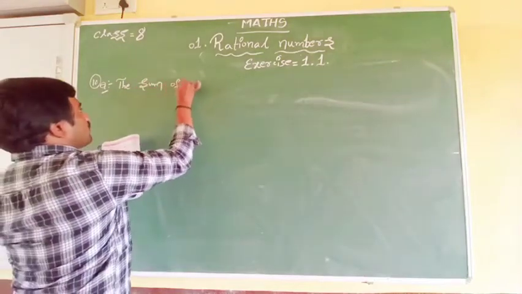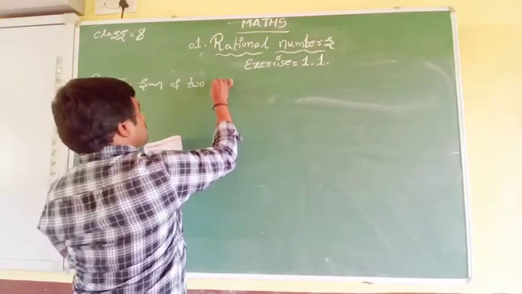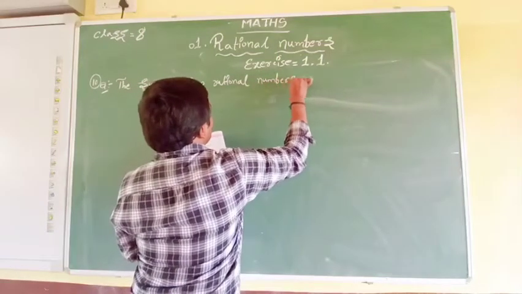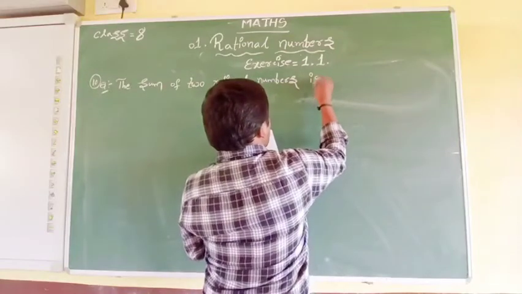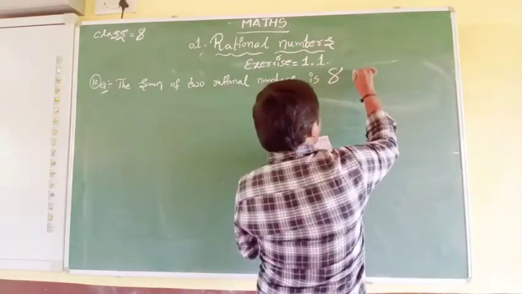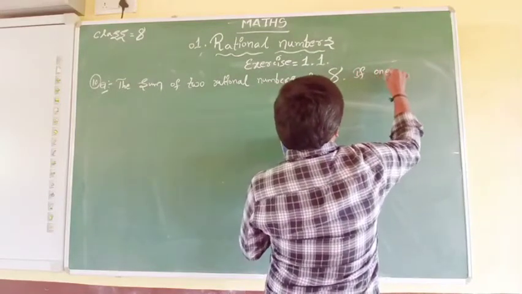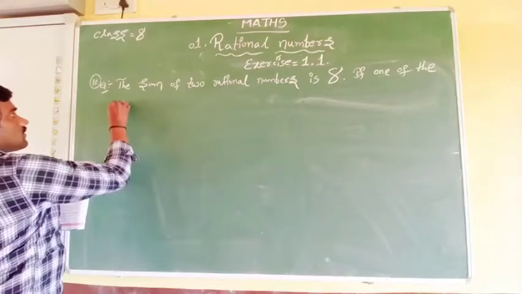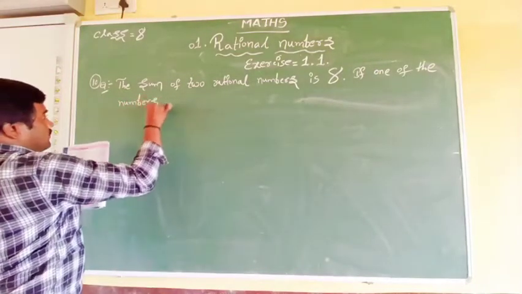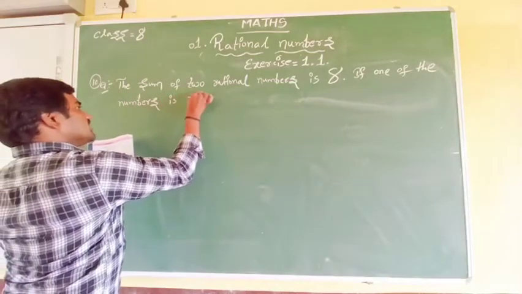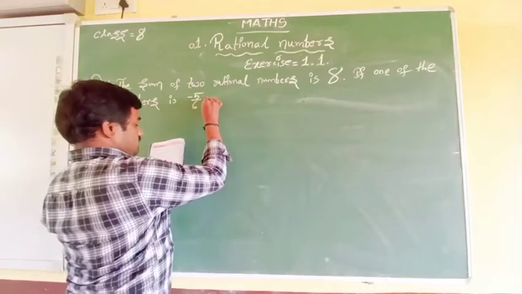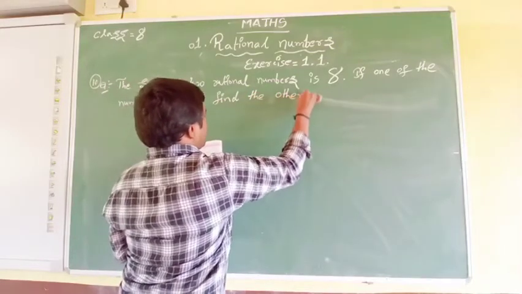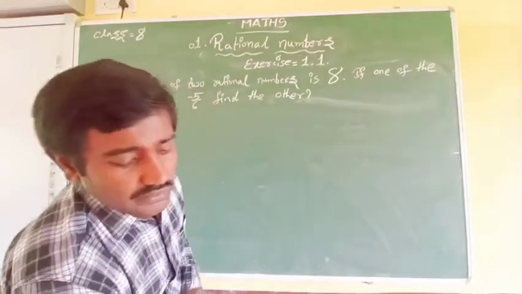The sum of two rational numbers is 8. If one of the numbers is minus 5 by 6, find the other. Find the other. Simple. Here we need to understand the question.